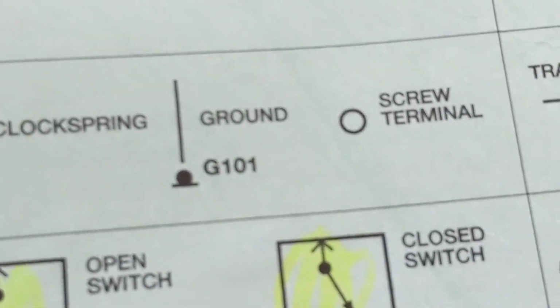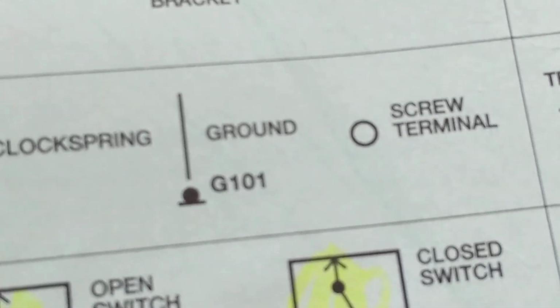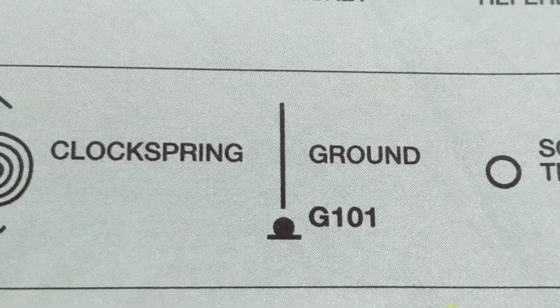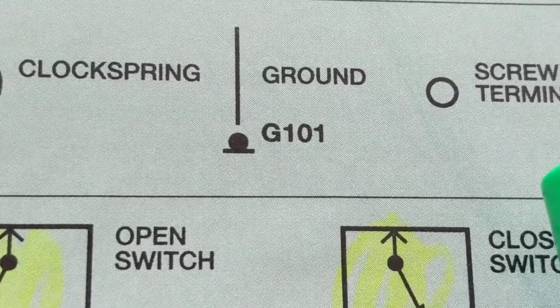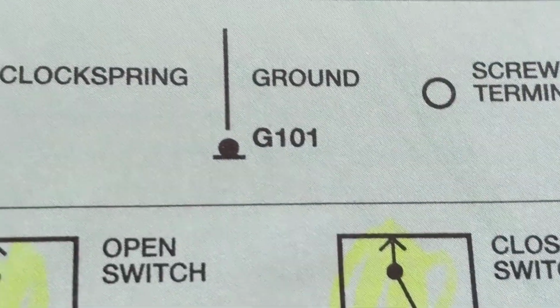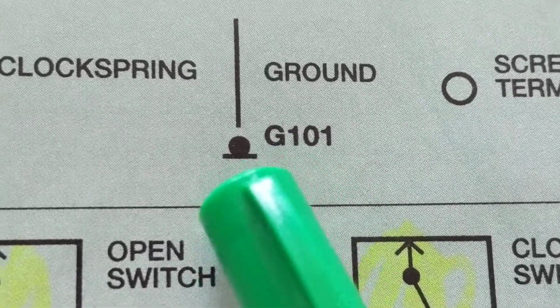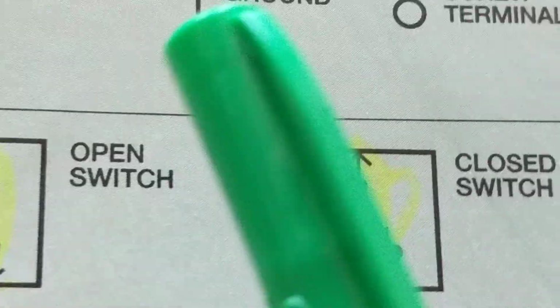As opposed to a ground given by the computer, when it comes to fuel injection and other ones, sometimes it gives you a B plus, or 12 volts. Sometimes it gives you a ground. I call that ground a virtual ground. This is a physical ground, meaning it's on the body, on the chassis, electrical ground, but it is a physical ground.